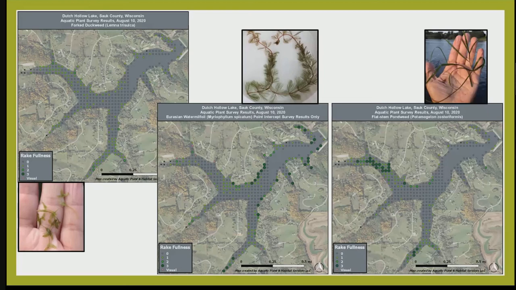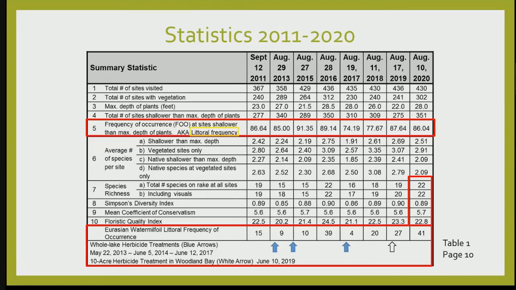So now I'm going to just shift over to the Eurasian water milfoil results, and we're back at that table. This time I want to point out the bottom 2 rows that I skipped over before. So the second to bottom row lists the littoral frequency of occurrence for Eurasian water milfoil from 2011 all the way to 2020. And as I already mentioned, milfoil was at 41% in 2020, which is actually the highest littoral frequency documented since 2011. It's followed closely by 2016, where you had 39% littoral frequency.